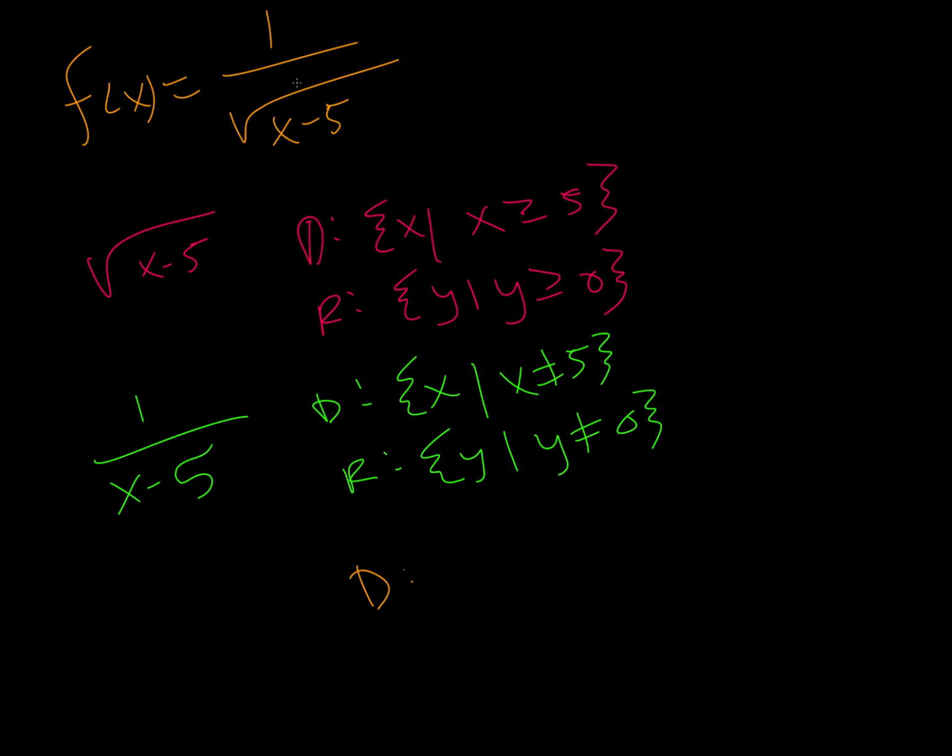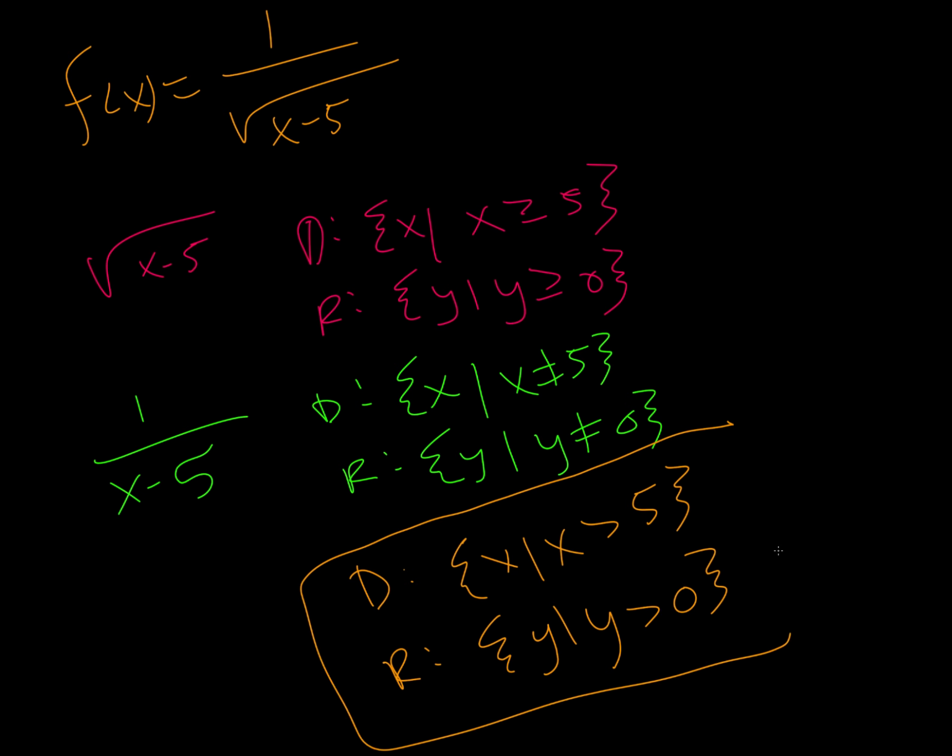So the domain for the orange function is going to be very similar to the pink one, but it's just not equal to. And the reason why this works is because it has to have the characteristics of both. It has to have the square root of x minus 5 characteristics, but also the characteristics of 1 over x minus 5. Okay? And so this would be the answer for that orange one. All right, let's keep going.